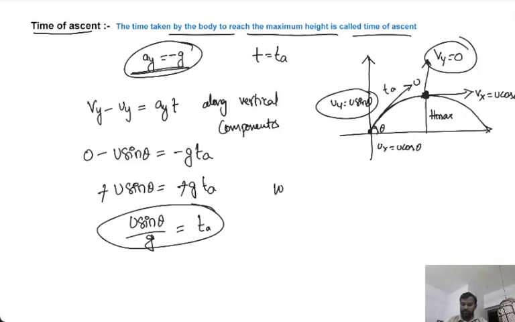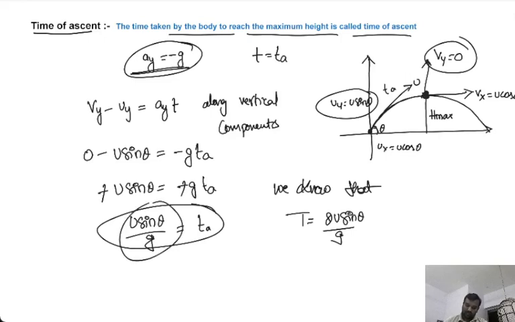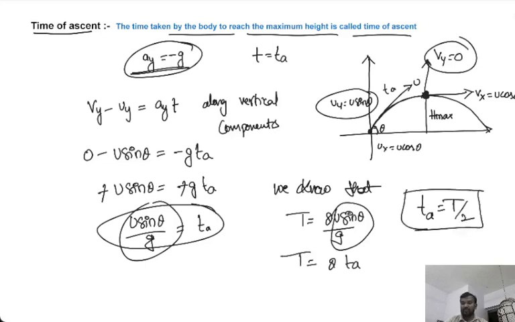Already we know that the time of flight T is equal to 2u sin theta divided by g. Correct? Here you got u sin theta by g, which is the time of ascent. Then time of flight capital T is equal to 2 into ta. Then ta is equal to T by 2. That means half of the time of flight is equal to the time of ascent.